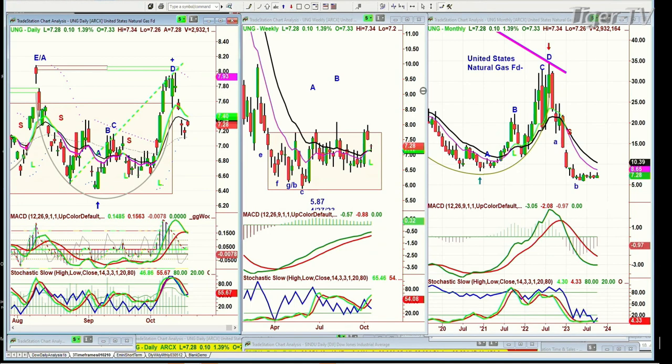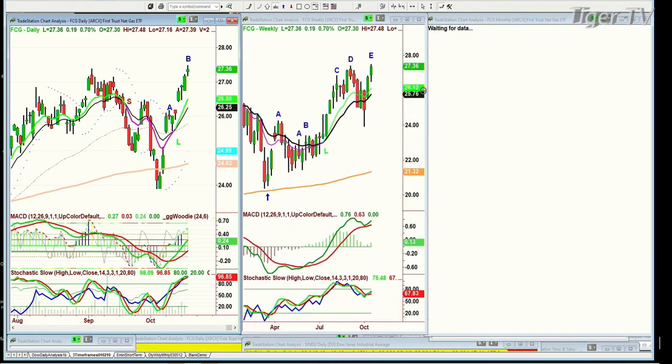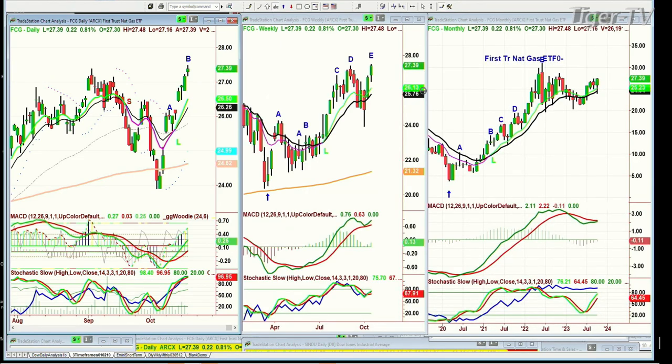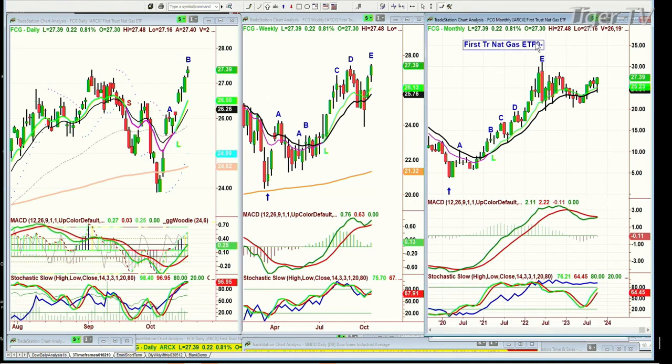But then I had a question by one of our Tigers a moment ago about FCG. And FCG is the First Trust Natural Gas ETF. And I'm looking at this and I'm saying, all right, let's just see what's going on here. First of all, I didn't know what FCG was. I should have remembered. I looked at it many weeks ago, and then I completely forgot about it. Well, it's trading at $27.39, up 22 cents. This looks like a gold chart, actually. Am I correct in saying FCG is First Trust Natural Gas? Yep, it is. I don't know why it's different, but this is very positive.